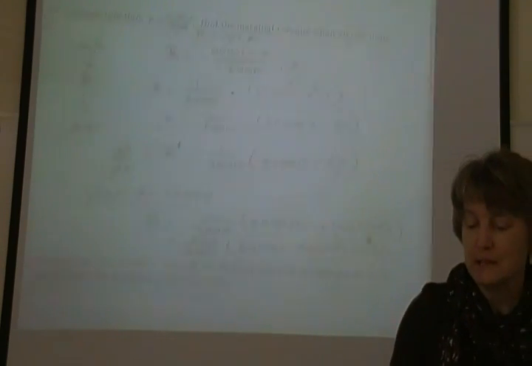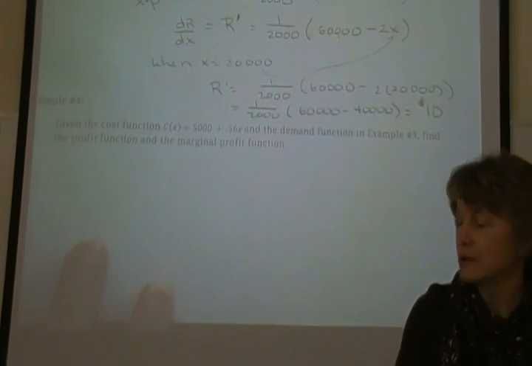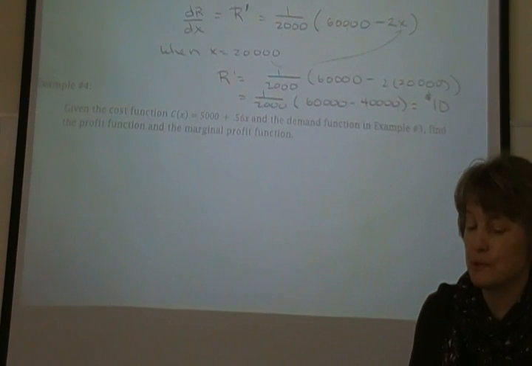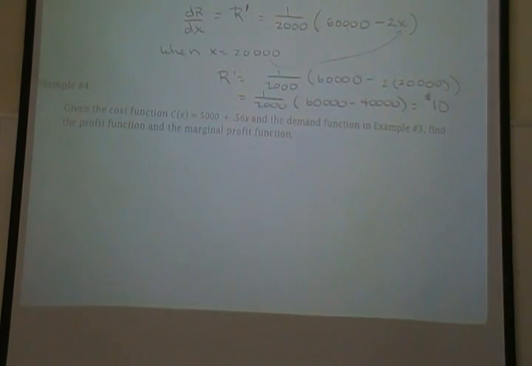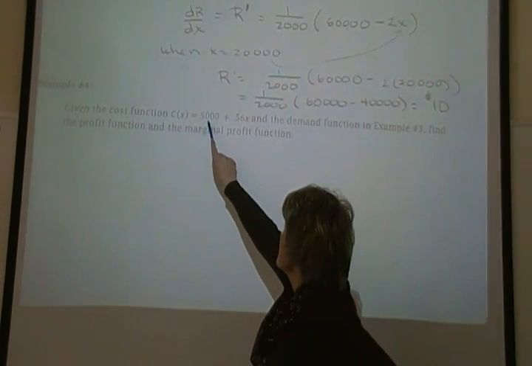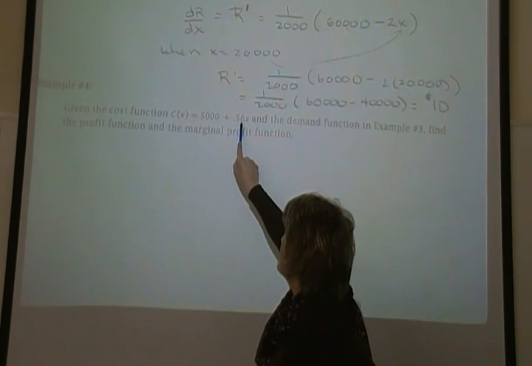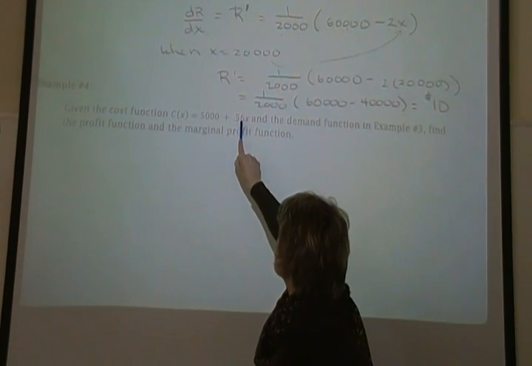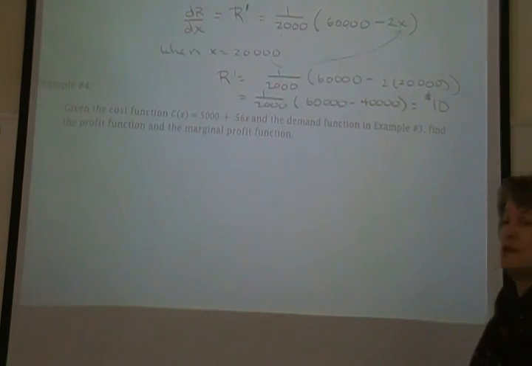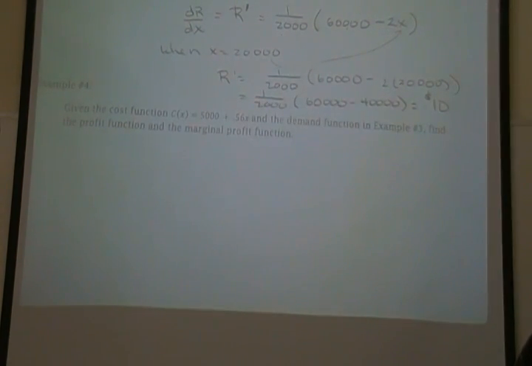And then the last example, which should help you again on your homework, is example number 4. If you're given a cost function, so in this case, my fixed cost is $5,000, my variable cost is 56 cents. So this is assuming that it's going to cost me 56 cents to make every unit that I make. And I'm given the demand function from example 3. I want the profit function, and then I want marginal profit.